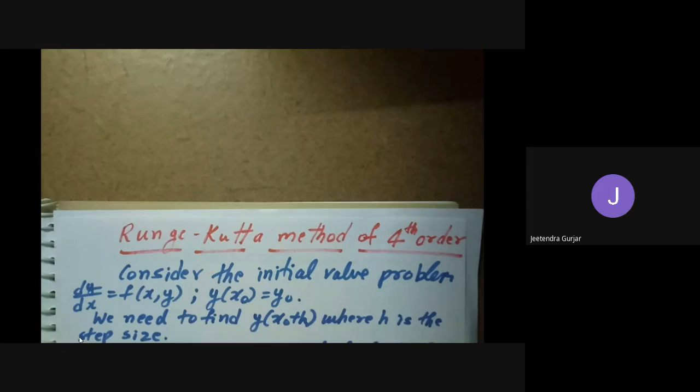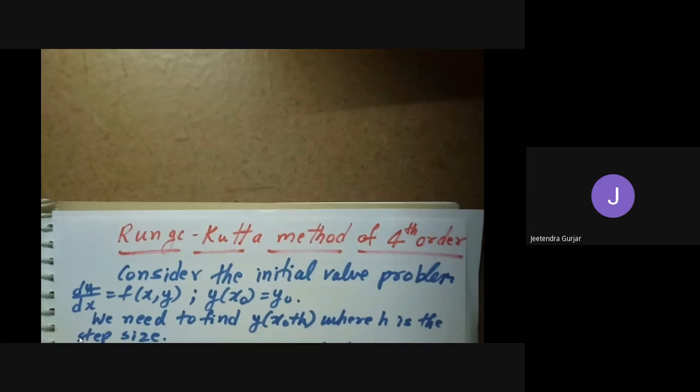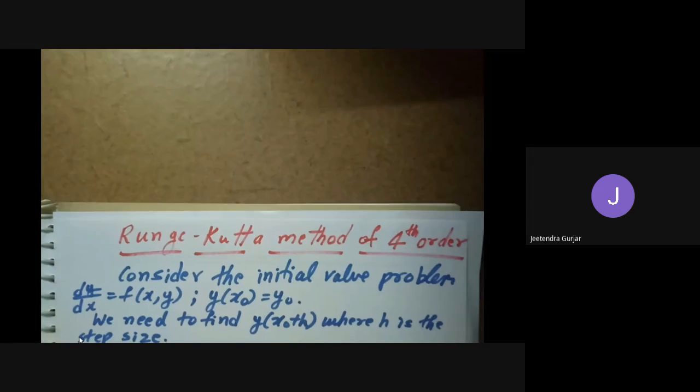First you try to understand what this method is going to tell you. So just a brief introduction. Consider the initial value problem dy by dx is equal to f of x comma y.